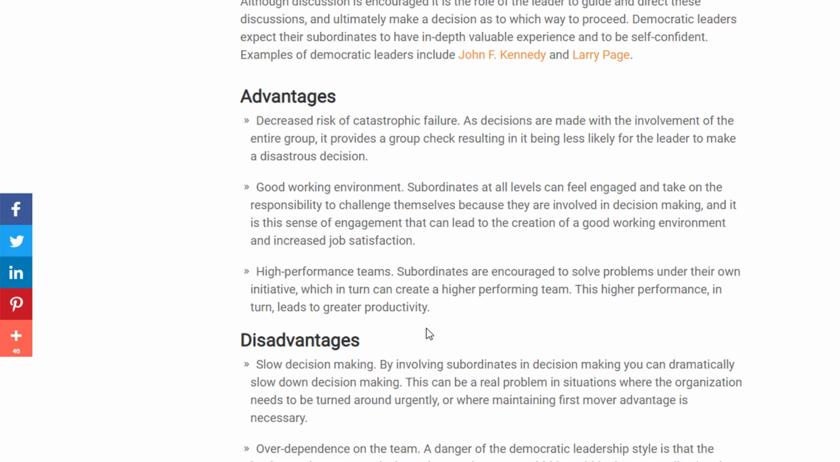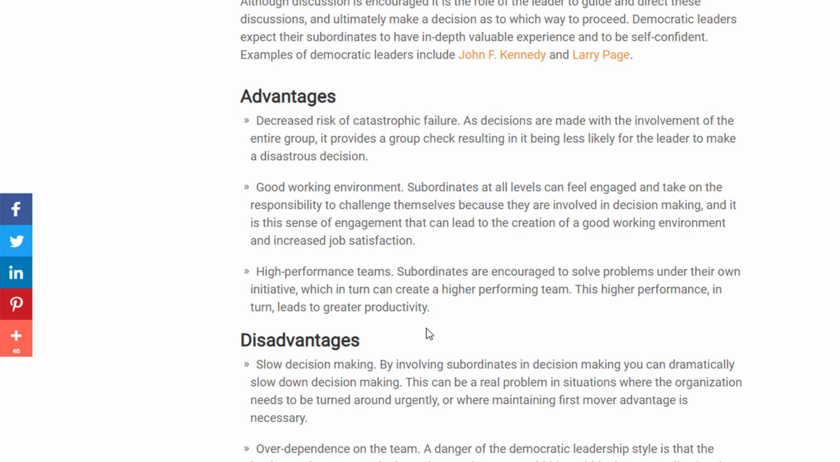So you have views, you have opinions from different people that can help to inform the final decision. So this can reduce the risk of catastrophic failure. All right, so you reduce the risk of a decision being catastrophic, being a failure, being a huge failure. Next advantage: good working environment.